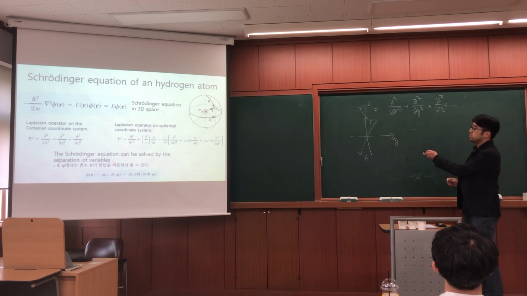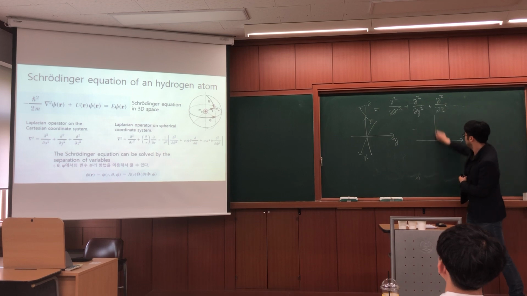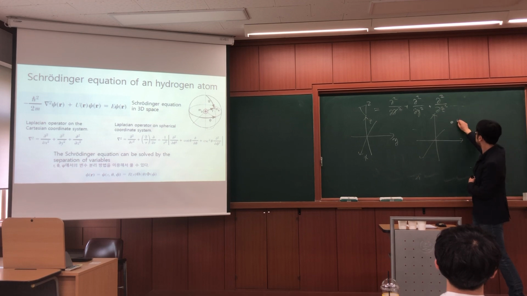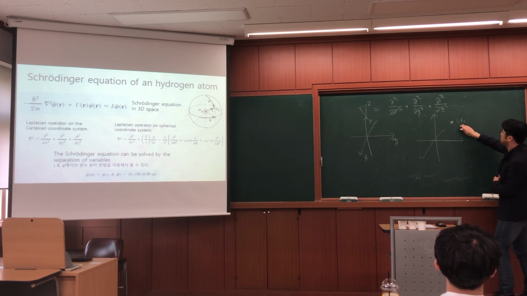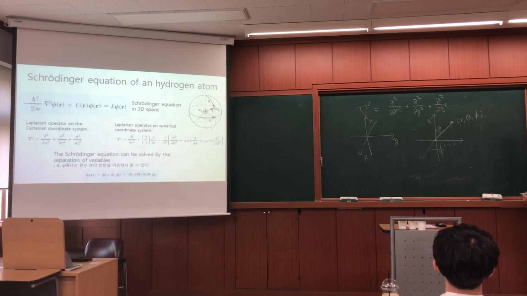Or if you use spherical coordinates, I'm pretty sure you already know about them. In spherical coordinates, in order to specify the location of a point, we use one distance from the origin, r, and theta and phi. Theta means the angle from the z axis, and phi means the angle from the x axis.